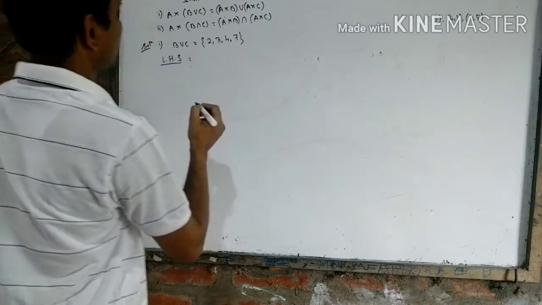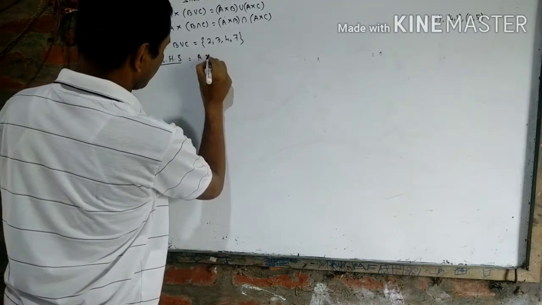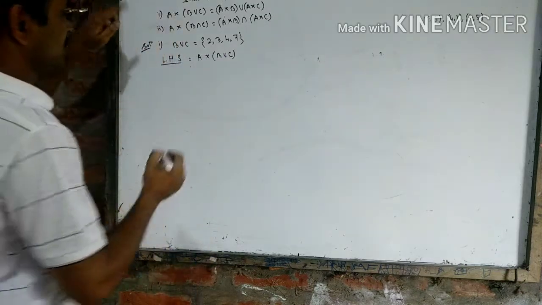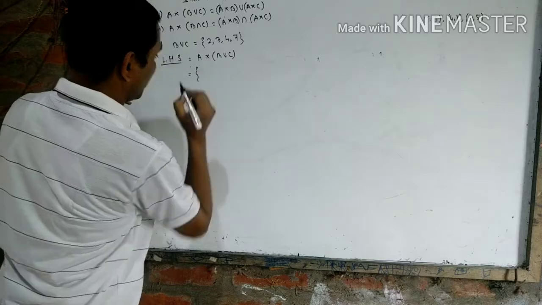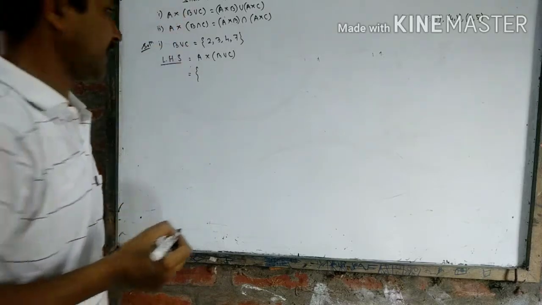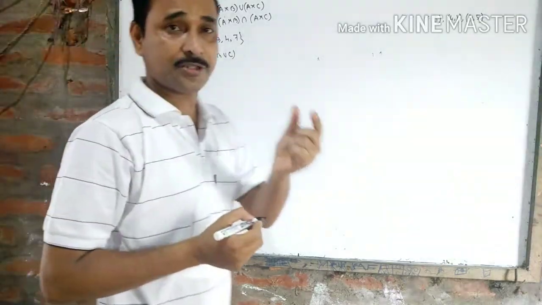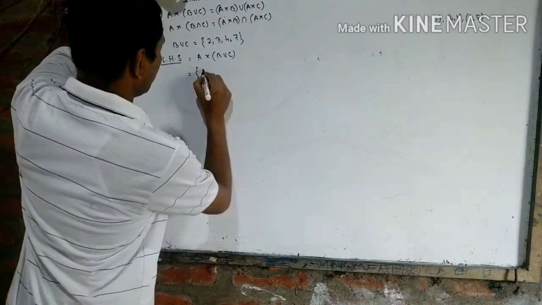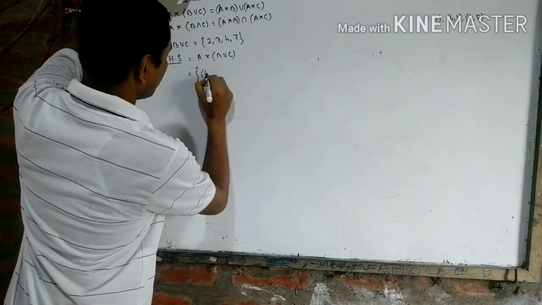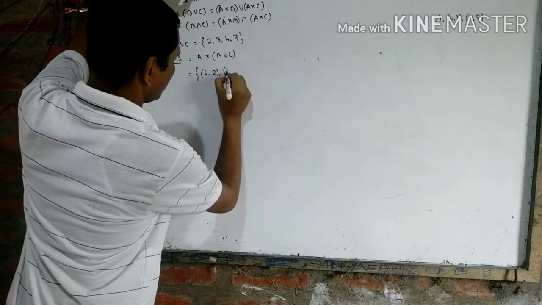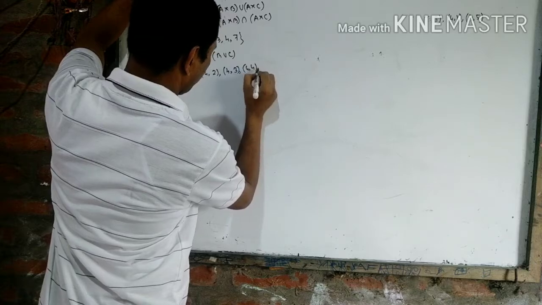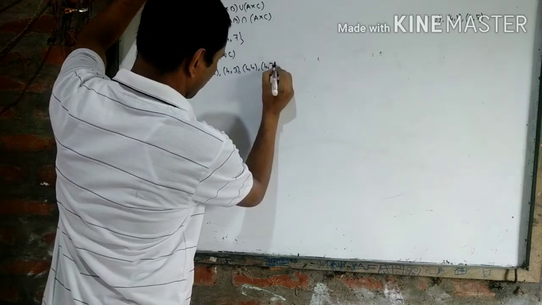Then we find the left hand side. Left hand side is A cross (B union C). We have to take the cross product of A with B union C. So the first component will come from the elements of A and the second component from the elements of B union C. So we make the ordered pairs. A is {4, 5, 7}. First make pairs with 4. So there will be (4, 2), (4, 3), (4, 4) and (4, 7).